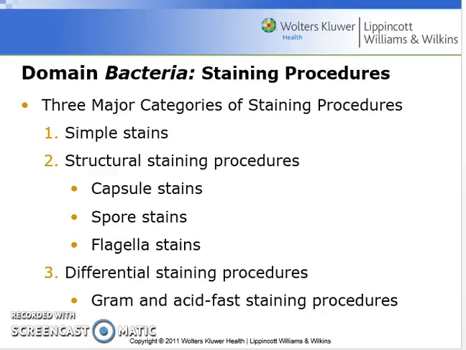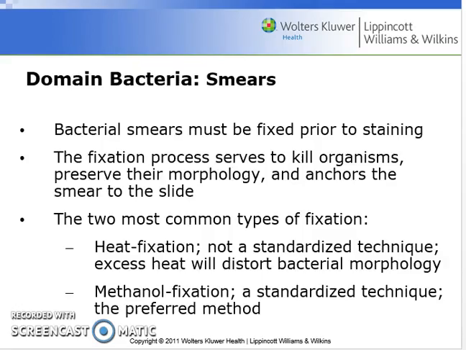And then there's also a variety of differential staining procedures. The ones we've talked about so far in this class have been the Gram stain as well as the acid-fast stain. And simple stains pretty much just tell us what the shape of the bacteria is, and that uses very simple reagents such as methylene blue or crystal violet to do that. To make a bacterial smear, you have to make sure you fix your bacteria to the slide.